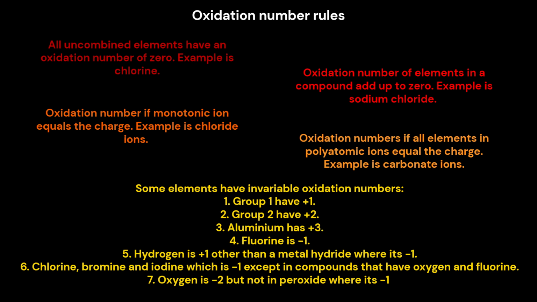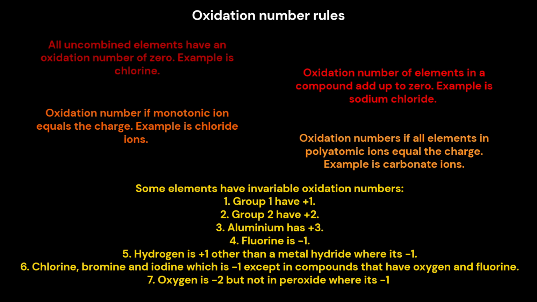Oxidation number rules. 1. All uncombined elements have an oxidation number of 0, like chlorine or sodium. 2. Oxidation numbers of elements in a compound add up to 0. So in sodium chloride, sodium's oxidation number is +1 and chloride's oxidation number is -1, and when added together, they equal 0. 3. The oxidation number of a monatomic ion equals the charge. So chloride ions have a charge of -1, so the oxidation number is -1.